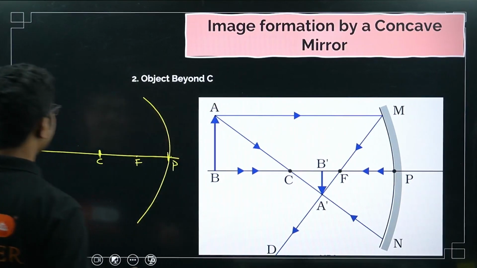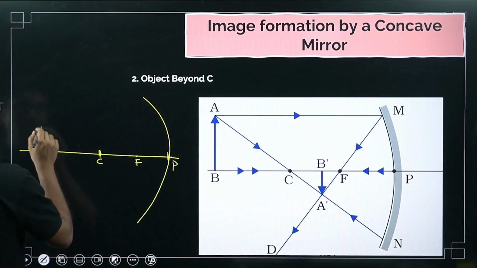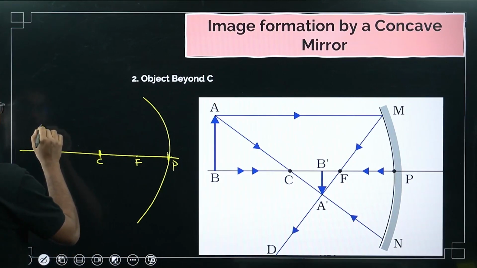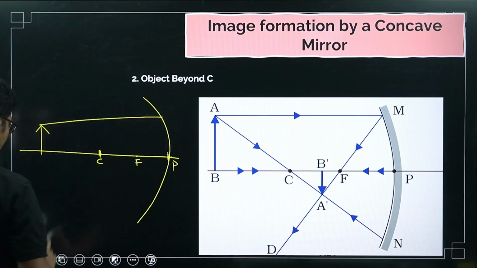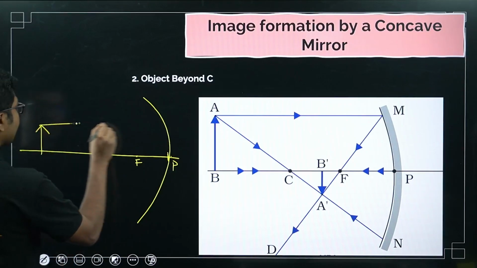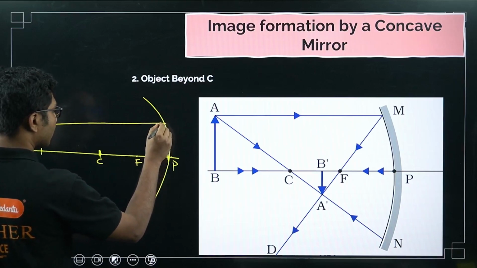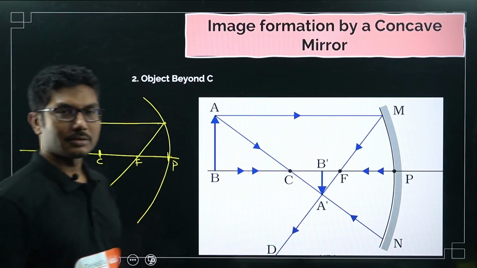Okay, now you take an object which is far away from the center of curvature. Now you have to use 2 rays. What are all the rays? First ray is parallel to the principal axis. After reflection, it passes through the focus. Okay, use the scale, just draw it.